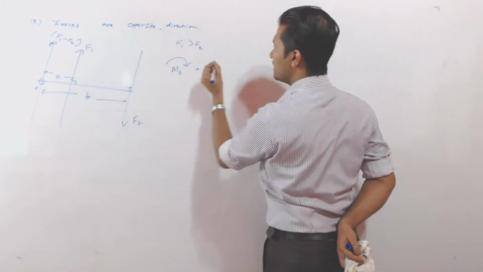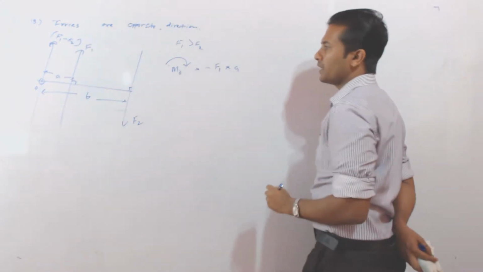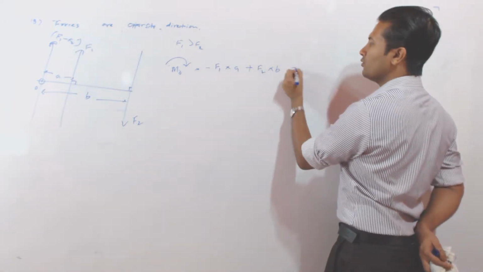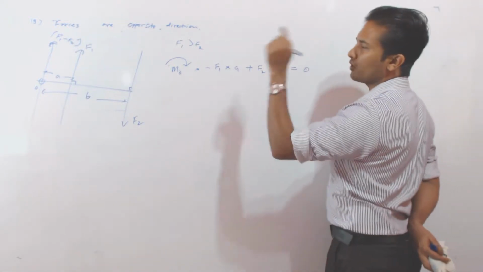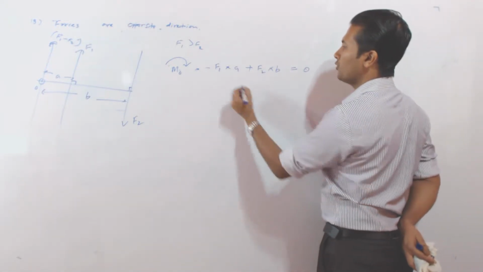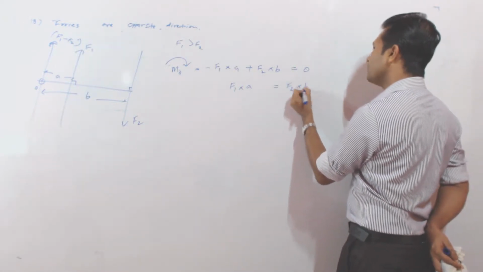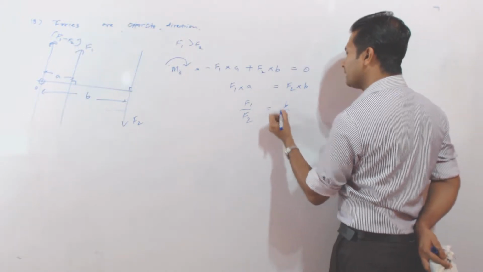So what happens? F1 into A, that is anti-clockwise direction, negative. F2 into B, that is positive, which is equal to 0. Why? Because the resultant goes through point O. So the same procedure, F1 into A equals F2 into B, which means F1 divided by F2 equals B divided by A.